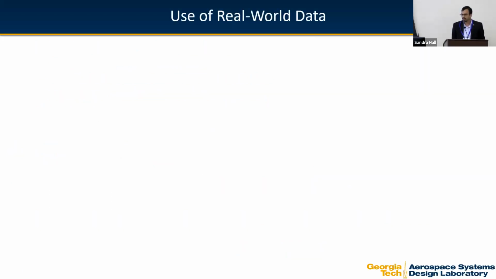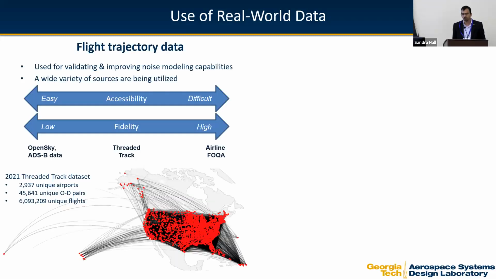So in terms of real-world data, I'm just going to showcase some of the data that we use. We use a lot of flight trajectory data. We use that for modeling, for validating and improving our noise modeling tools. And we have two different spectrums on there. One is accessibility, how easily it is available, and another one is fidelity. So for example, we have OpenSky data, which is very easy to access. It's basically open to anyone. But in terms of fidelity, it's pretty low. You would only have position information on there, maybe some speed.